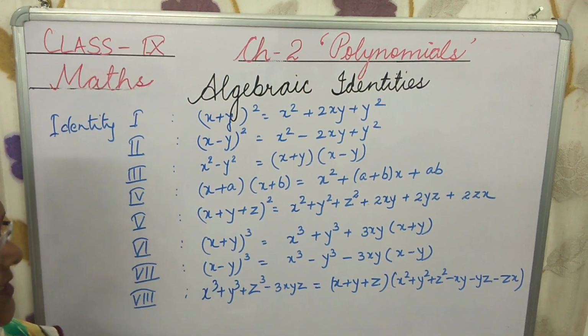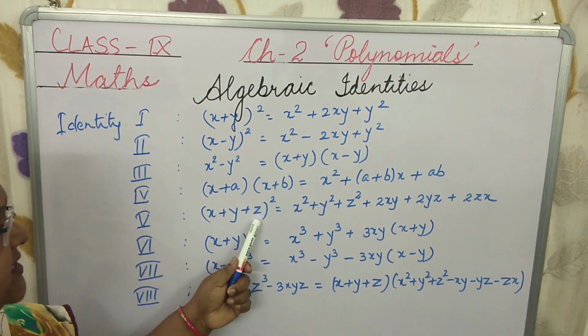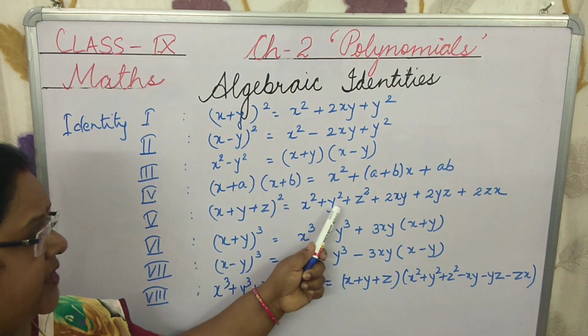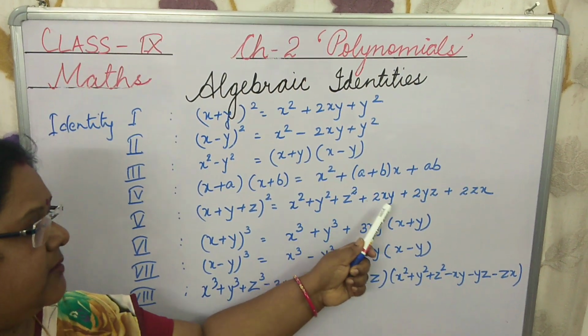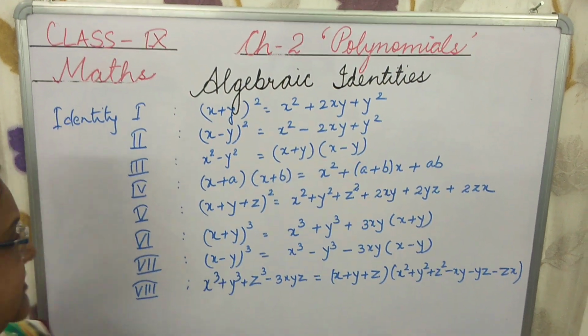Now in this class you will be learning about four more identities. What are they? Identity 5 is (x + y + z)² = x² + y² + z² + 2xy + 2yz + 2zx.